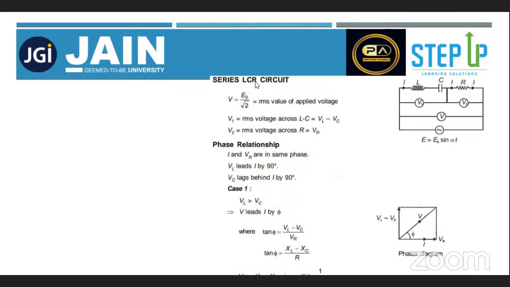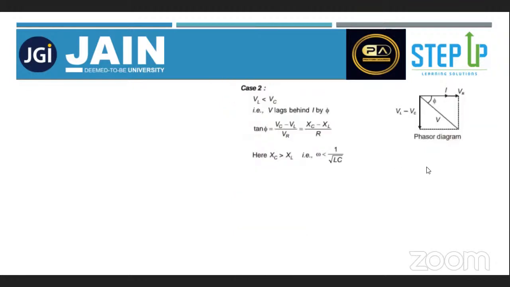Okay, next is series LCR circuit. It contains all the things: inductor, capacitor, and resistance, connected in series. We have different phase relationships. When VL is greater than VC, that is, if the inductor is dominating, at that time V will lead I by phi. Okay, the voltage is going to lead I by phi. Tan phi value is written, and in this case, XL will be greater than XC. Case 2, when VL is less than VC, at that time V lags I by phi.